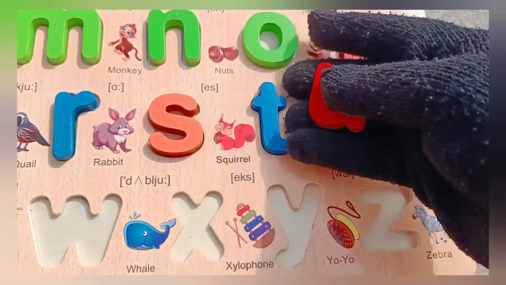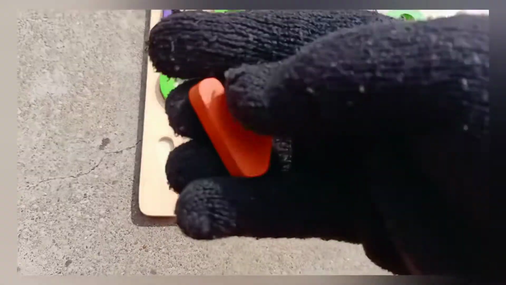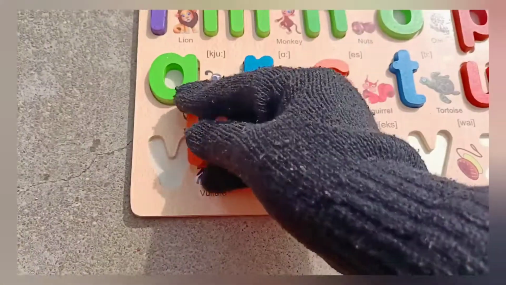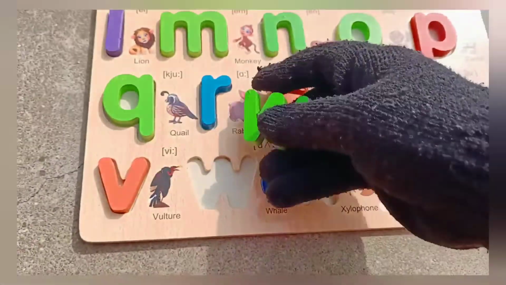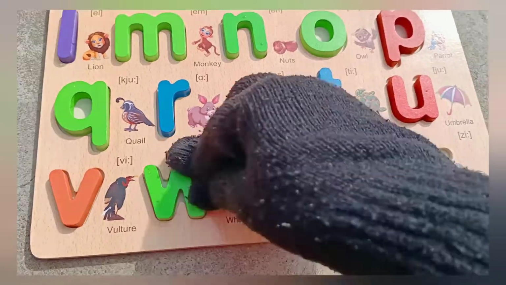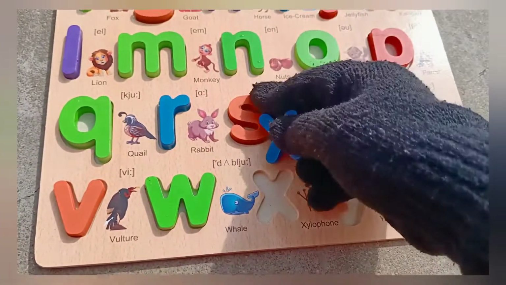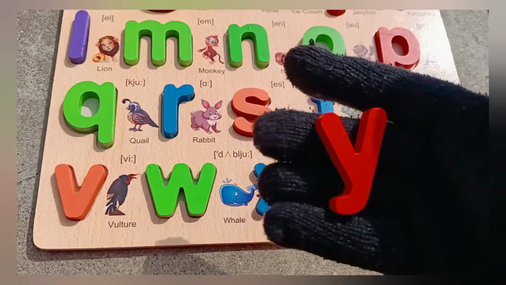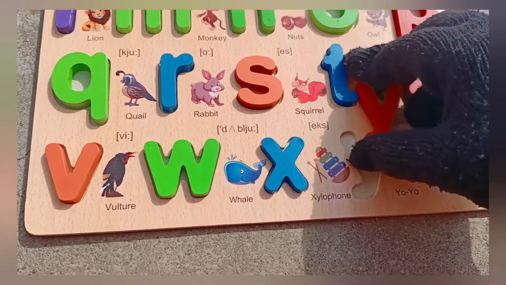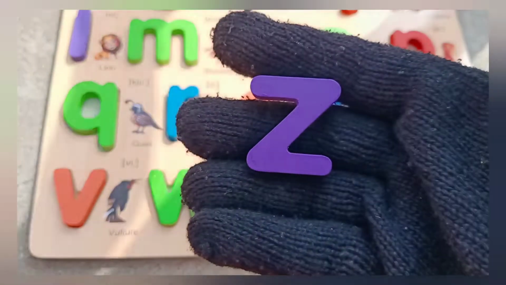U. U for umbrella. V. V for vulture. W. W for whale. X. X for xylophone. Y. Y for yo-yo. Z. Z for zebra.